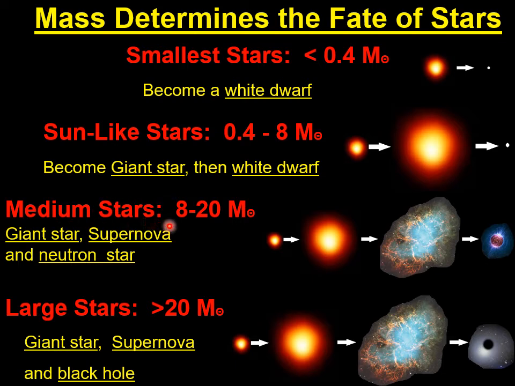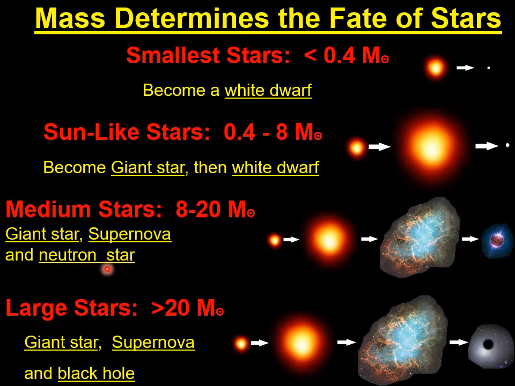Now let's look at the medium mass stars, stars around 8 to 20 solar masses. So these are stars about 8 to 20 times as massive as our sun. They swell up into a giant star, but then they explode in a supernova explosion, which is one of the most violent explosions in the universe. And after that, the core of the star actually survives. The outer layers of the star all explode outward, as is shown in this image here, but the core of the star shrinks down into a very strange and exotic object called a neutron star.